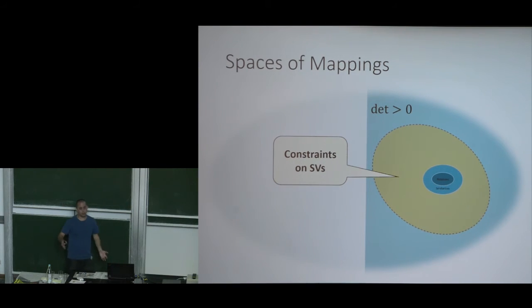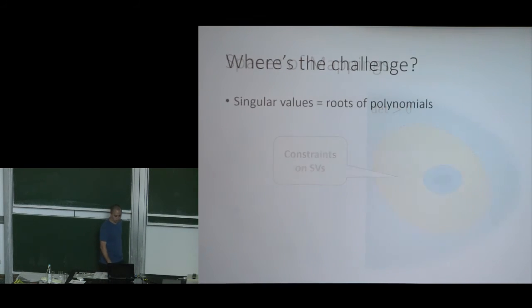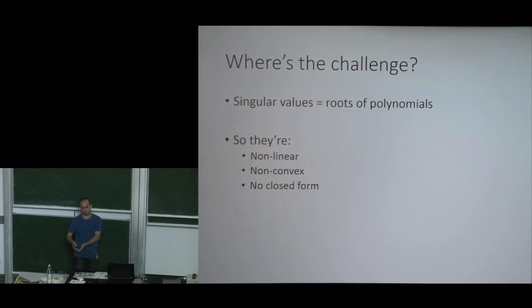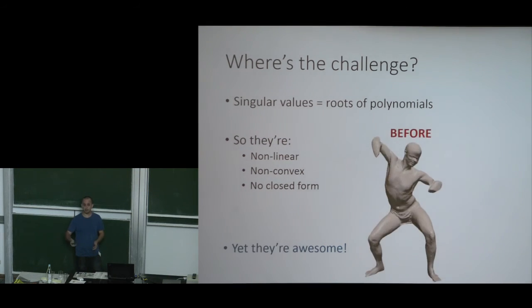And in several works related to bounded distortion mappings, we suggested to do exactly that by imposing bounds on the singular values of matrices. Okay, so where's the challenge in doing that? As you recall, singular values are basically roots of polynomials, right? If you have a matrix and you want to compute its singular values, you first look at the product of the matrix with its transpose, then compute the characteristic polynomial, which is generally of very high degree, and then compute its roots, and this gives you the singular values. So the singular values are generally nonlinear, non-convex, and unfortunately, except for very low dimensional problems, they have no closed form. Yet, in a sense, they're awesome, and we want to work with them.